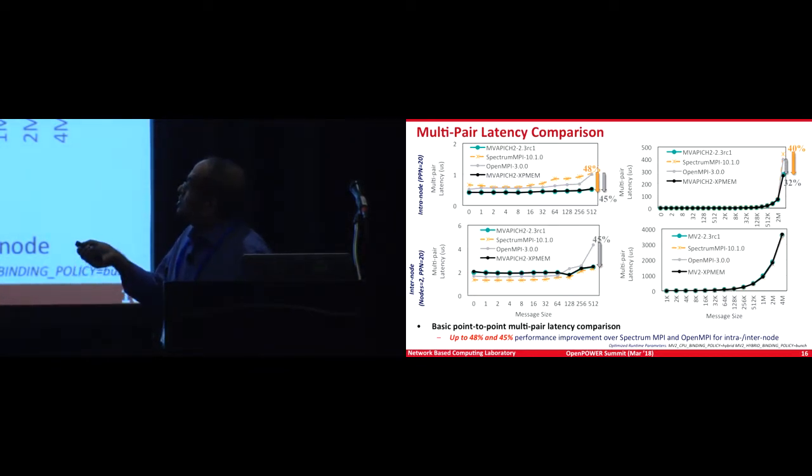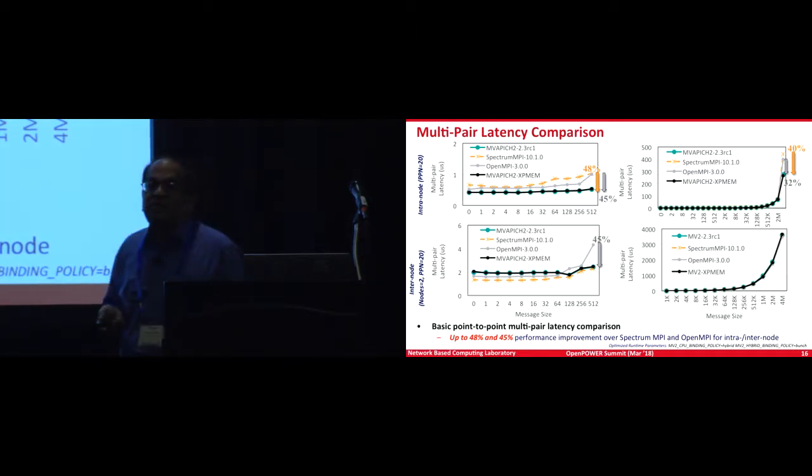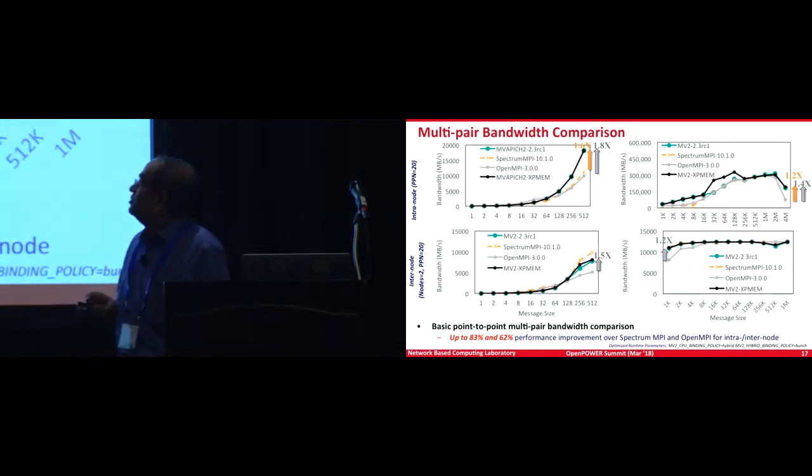Here, this is our old design, and we have a new design. I'll be talking about the MVAPICH2-XPMEM solution which is coming. Again, you can see compared to Spectrum MPI and OpenMPI, we are able to deliver for short messages within the node, when multiple cores are talking, 48 to 45% benefit. Here, 40 to 30, 45% benefits we can give at the basic communication. So that is with respect to latency.